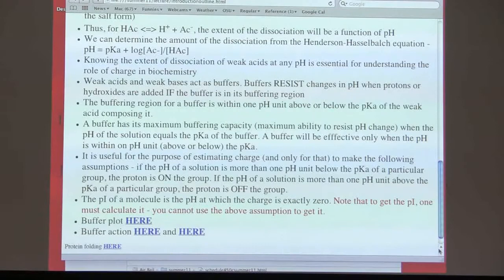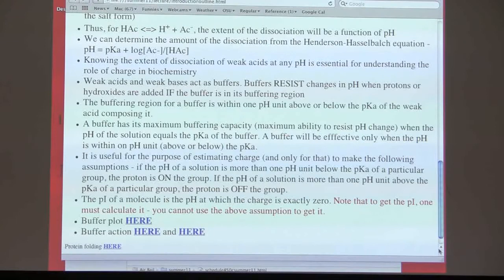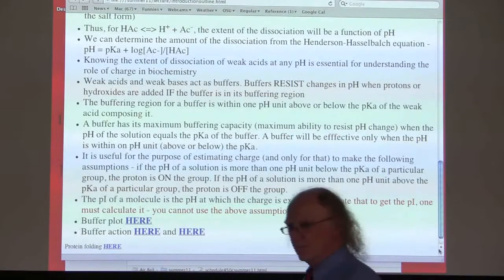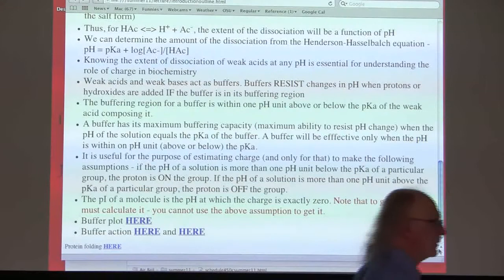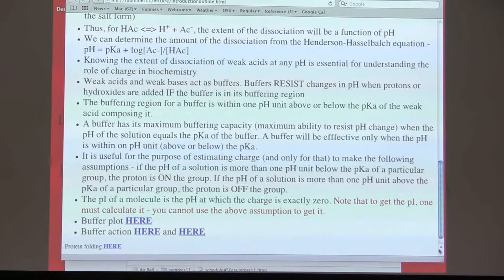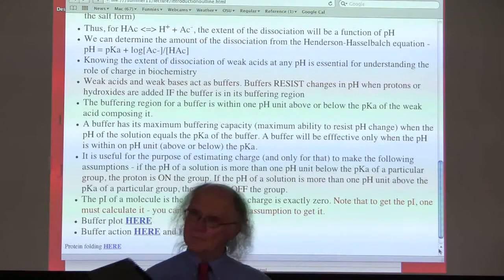The rule is this. If the pH of a solution is more than one unit below the pKa, we can assume that essentially everything is in the weak acid form, meaning there's very, very little salt there. On the other hand, if the pH is more than one unit above the pKa, we can assume that essentially everything that's there is in the salt form and very little in the weak acid form.